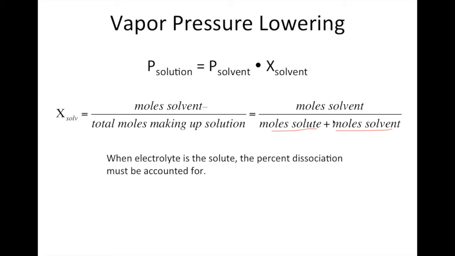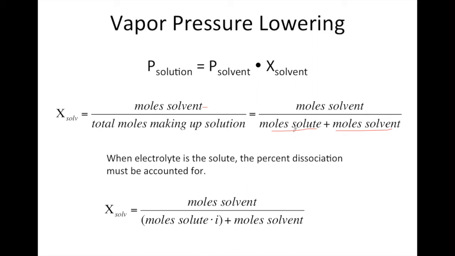Now there's one other thing we have to take into account. If our solute is an electrolyte, remember, electrolytes will dissociate when they're put into a solvent, such as water. So we also have to take into account how much of our solute will dissociate. So we have to rewrite the mole fraction as you see here. The mole fraction of the solvent is equal to the moles of the solvent divided by the moles of the solute times i, which we'll define in just a second as the van't Hoff factor, plus the moles of the solvent.